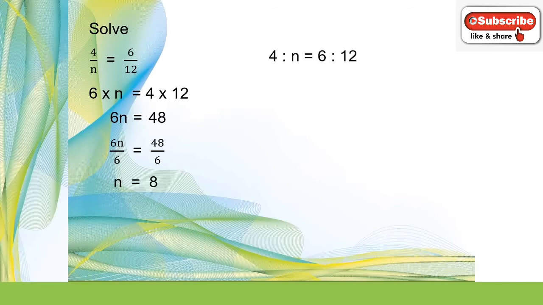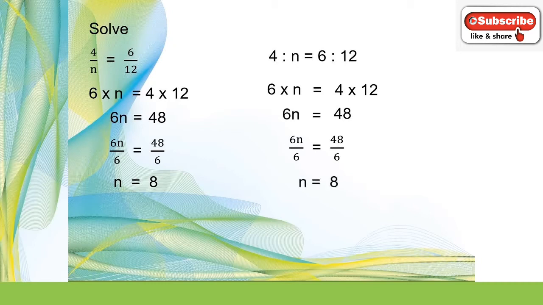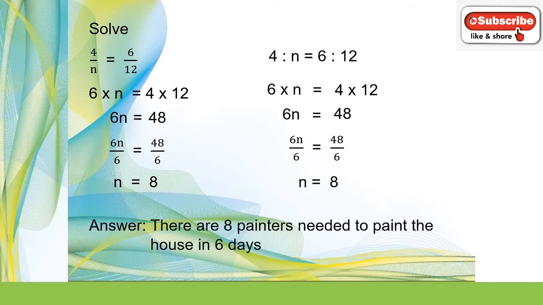In column form, 4 is to n as 6 is to 12. Get the product of the means and get the product of the extremes. 6 times n equals 6n, 4 times 12 equals 48. Divide both sides by the numerical coefficient. 6n divided by 6, 48 divided by 6, n is equal to 8. Therefore, there are 8 painters needed to paint the house in 6 days.